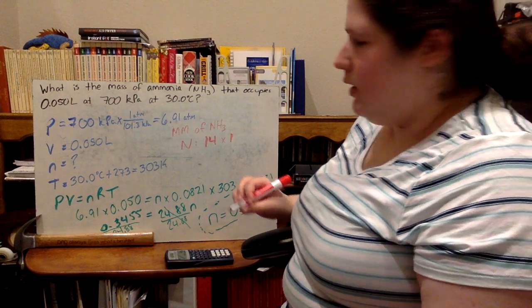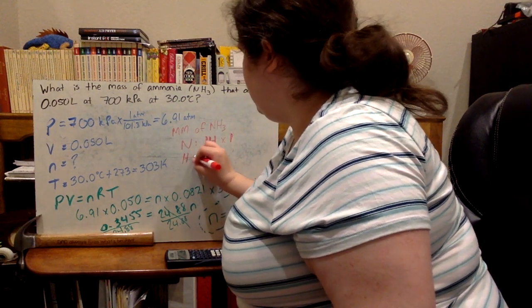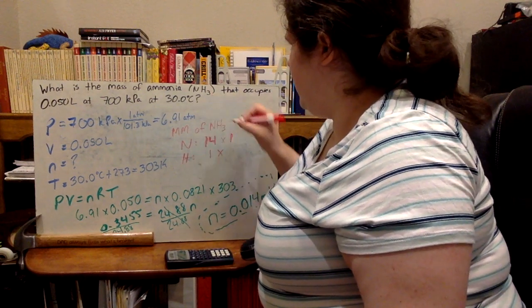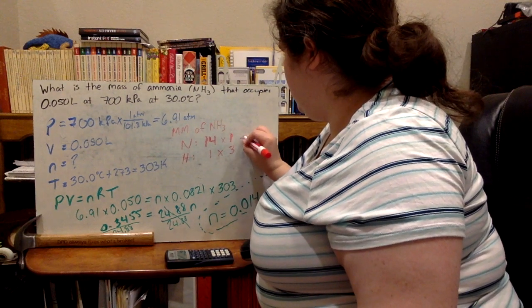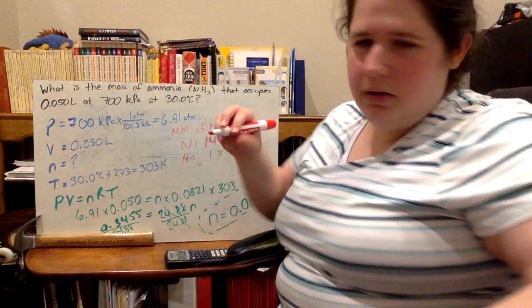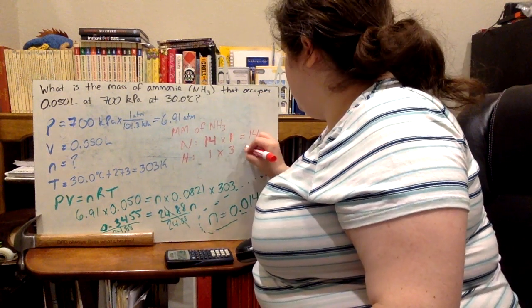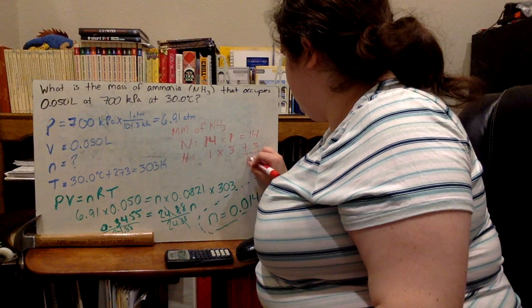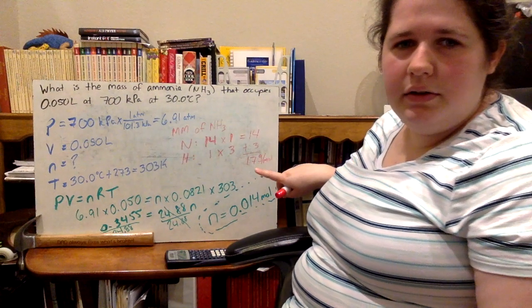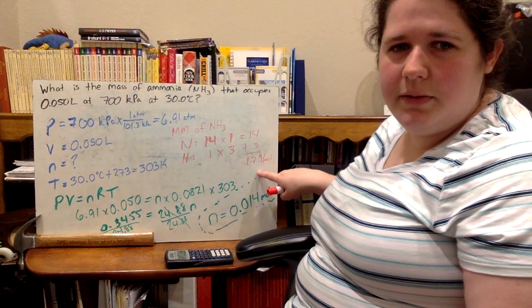Hydrogen has a molar mass of 1 gram per mole. We have 3 hydrogens. Let me just make sure that my values are correct. Yes. All right, so that would be 14 plus 3. So the molar mass of ammonia, NH3, is 17 grams per mole.